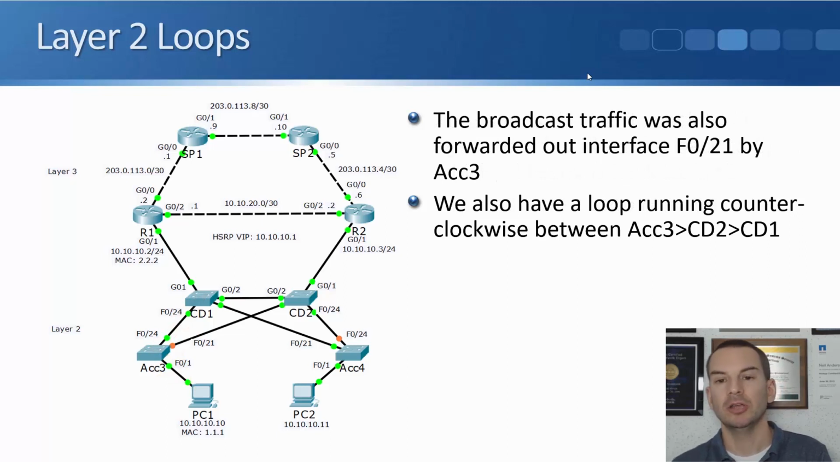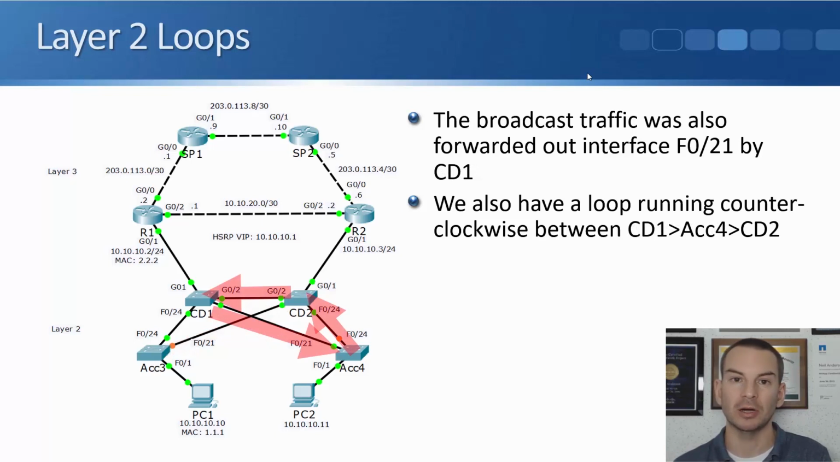But it doesn't end there. The broadcast traffic was also forwarded out interface fast 0/21 by access 3 when the ARP request came in. So we also have a loop running counterclockwise between access 3, CD2 and CD1. So you can see the ARP request comes in, access 3 sends it to CD2, CD2 sends it to CD1, CD1 to access 3 back to CD2, and so on. We have loops running in both directions, both clockwise and counterclockwise between access 3, CD1 and CD2.